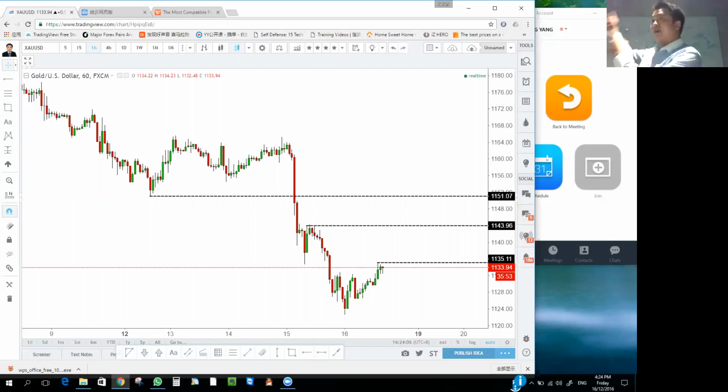How to get a very good price? You must pay something, right? You pay for your time, pay for your patience, in exchange of your patience. For people who are not so patient, they want to short now. Of course, your price is lousy. You don't have a very good price, and you may suffer when the price is going up, right?